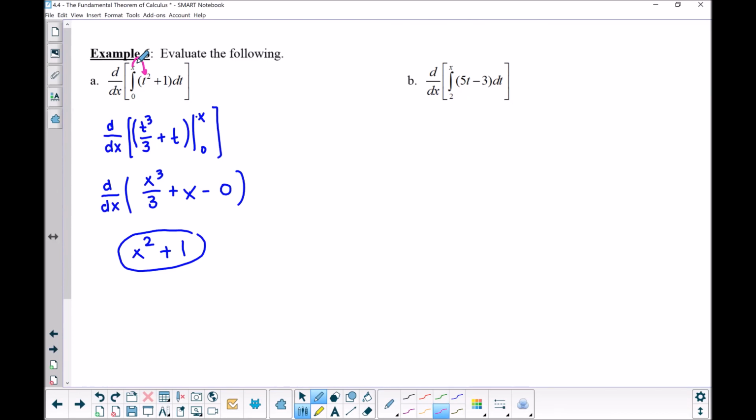So, what is the answer to B? Probably type this in the chat if you wanted to. You don't have to, but if anybody wanted to, you're welcome. Like Ahmed and Jose are quick to the draw there. They did a good job. And that's exactly it. 5x minus 3, you just replace the t with the x.